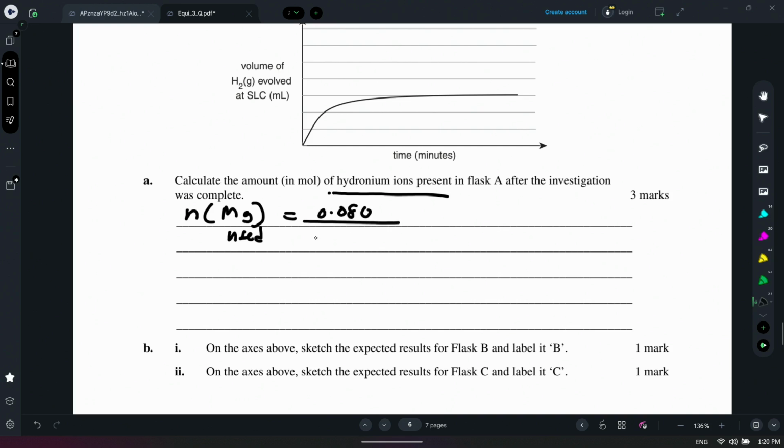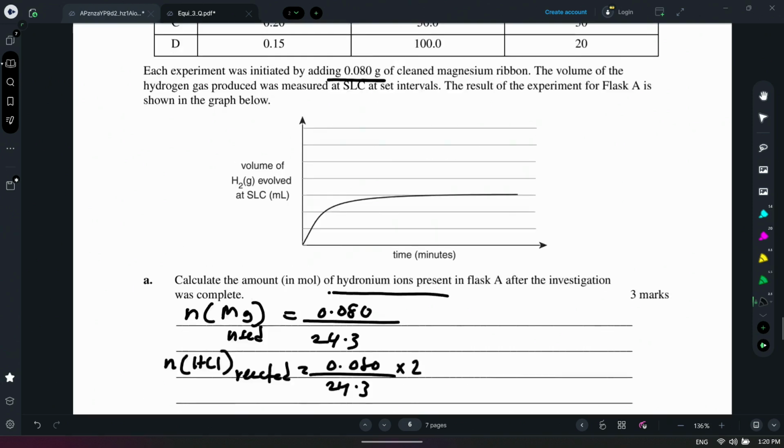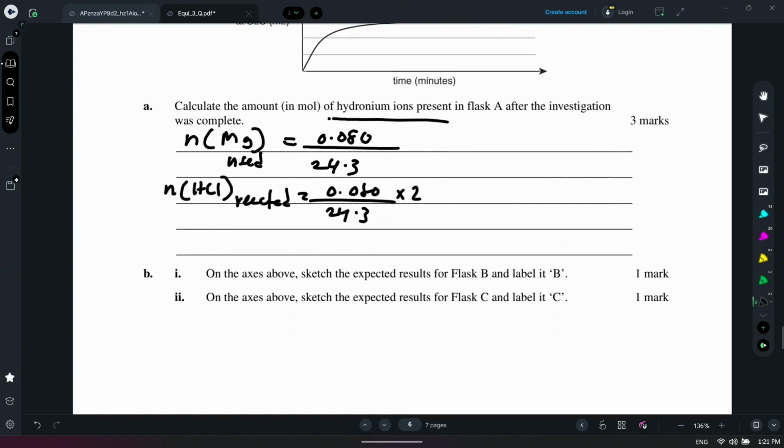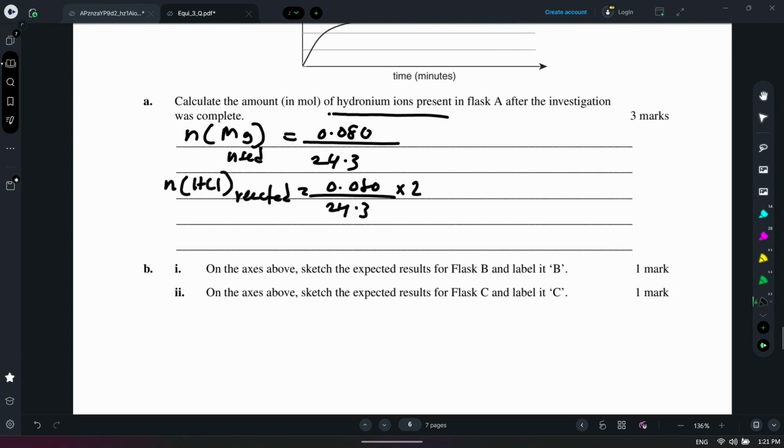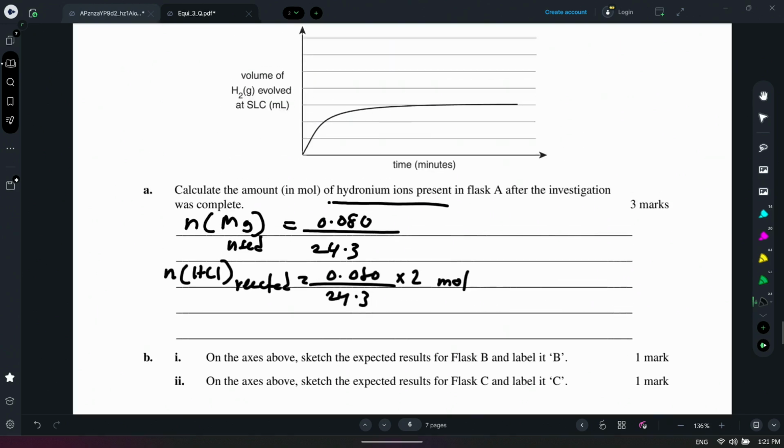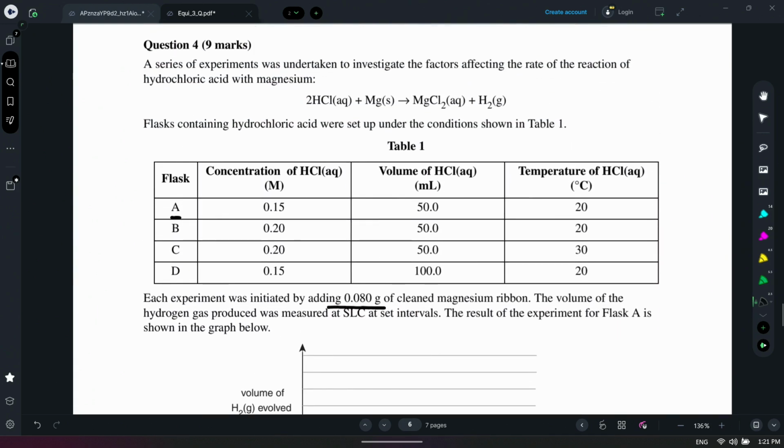0.080 divided by 24.3. That will give you the number of moles of magnesium used. Then what is the number of moles of HCl reacted? It is 0.080 divided by 24.3, times 2. Why do you times by 2? The ratio is 1 to 2. Then that will give you the number of moles, you can leave it there. Then you know the number of moles of HCl used. The concentration is given to you. What is the volume of the HCl? The flask is shown below.